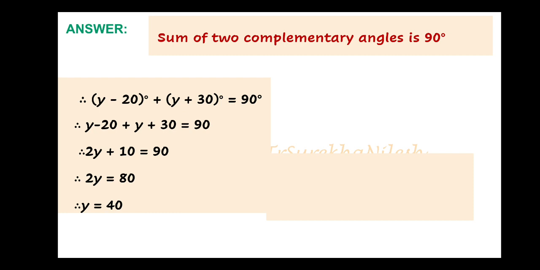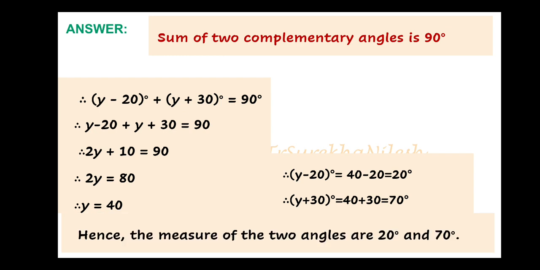We will substitute the value of y equal to 40 degree in y minus 20. That will give you 40 minus 20 equal to 20 degree. Again we will substitute the value of y as 40 in y plus 30. That will give you 40 plus 30 equal to 70 degree. Hence the measure of two angles are 20 degree and 70 degree.